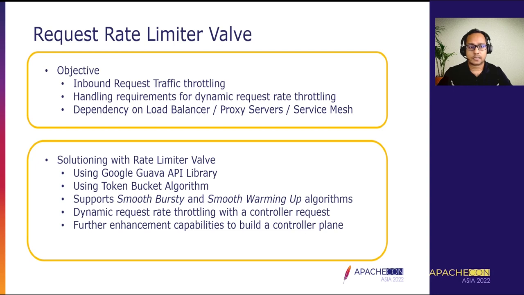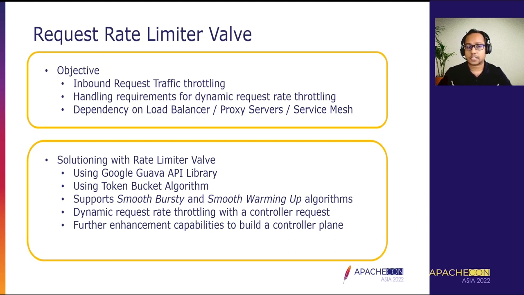We normally think that traffic shaping or traffic throttling is a job of a load balancer, or it's the work of a proxy server such as Apache HTTP server or Nginx or Envoy in front of it, or maybe the service mesh where it is being deployed. But here we can leverage the capability of valves in Tomcat to do this and further scale it up. So how should the solution be? As valves intercept all requests that flow through the Tomcat, we can implement a logic to handle the rate limiting. But then the next question is, what should be our rate limiting logic?